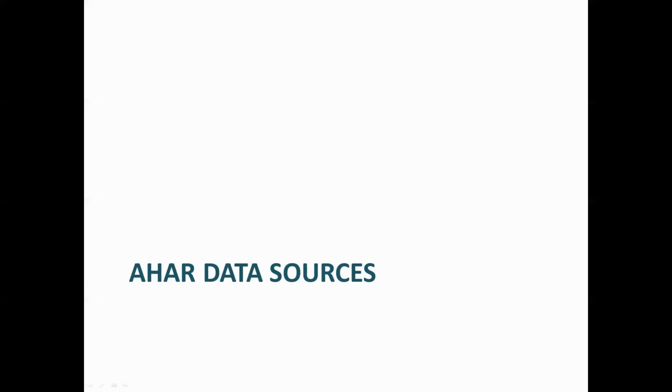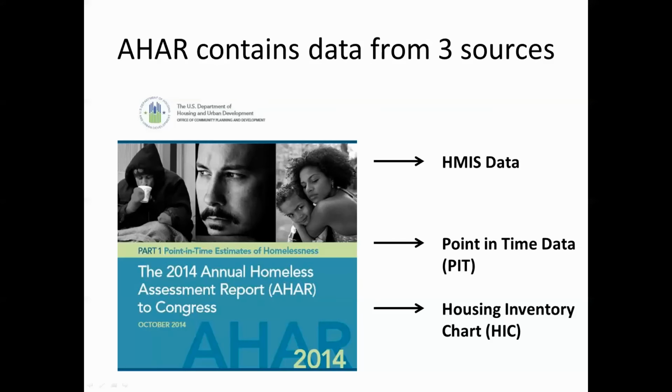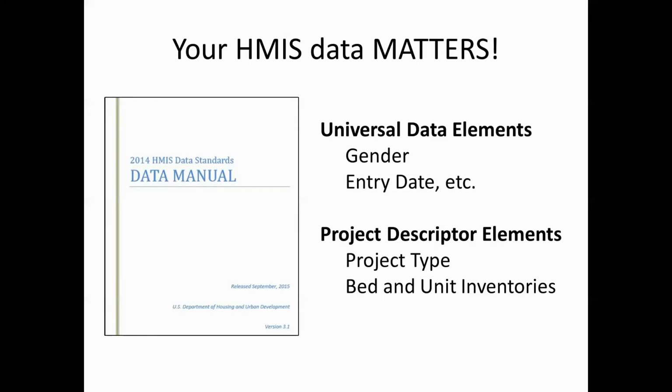AHAR data sources. AHAR data is pulled from 3 places: HMIS, the point-in-time count, and the housing inventory chart. Hey, I hope you're listening because I'm about to say something that's really important. Your HMIS data matters. Seriously, we can't stress enough just how much your HMIS data matters.